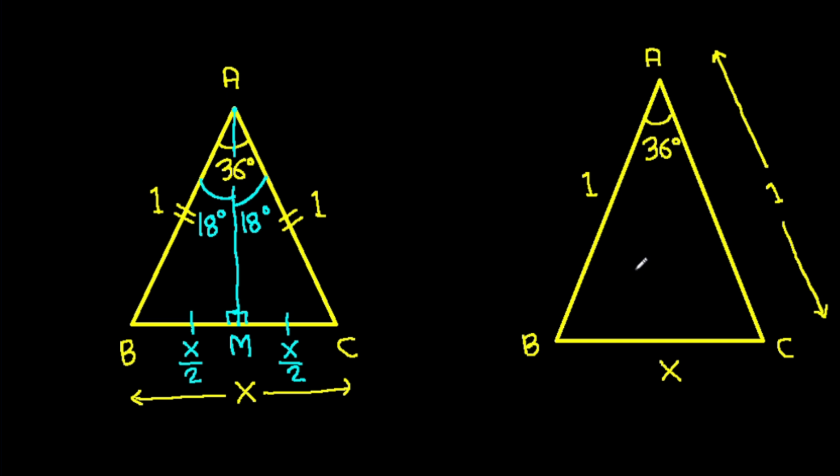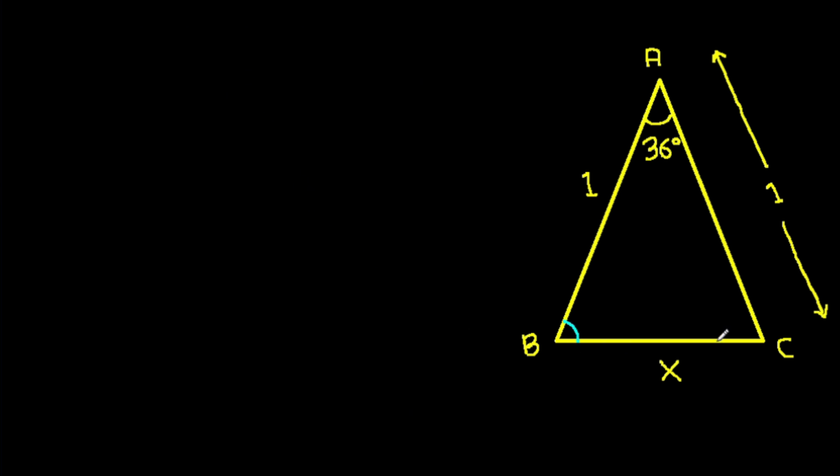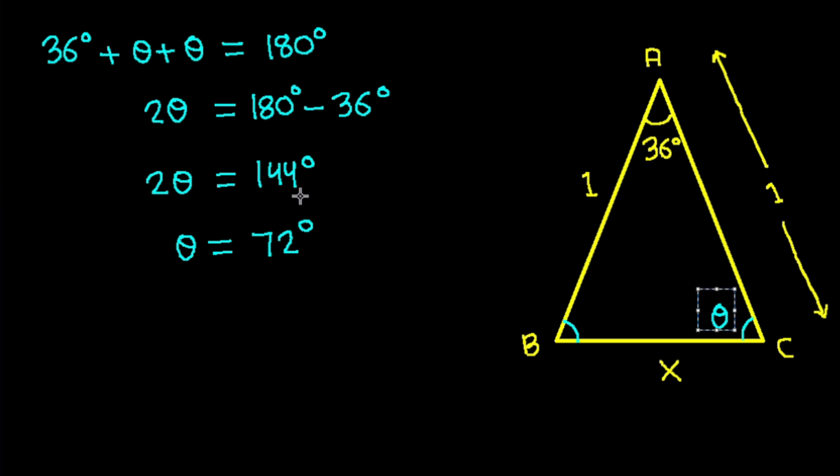and now these two angles, they will be equal, suppose theta, so 36 degrees plus theta, it will be 180 degrees, and 2 theta, it is 180 degrees minus 36 degrees, and 2 theta, it is 144 degrees, so theta, it will be 72 degrees, so this angle is 72 degrees and this angle is 72 degrees.